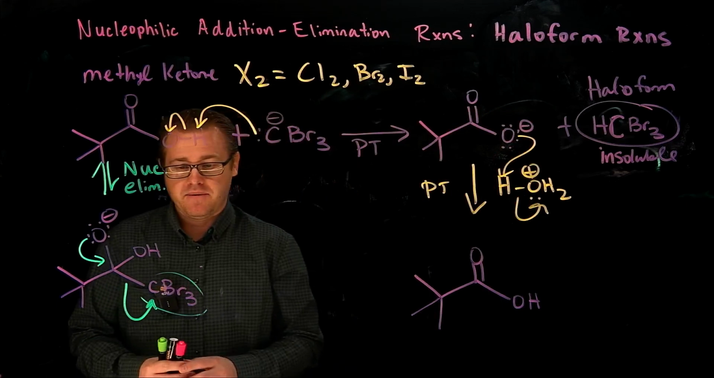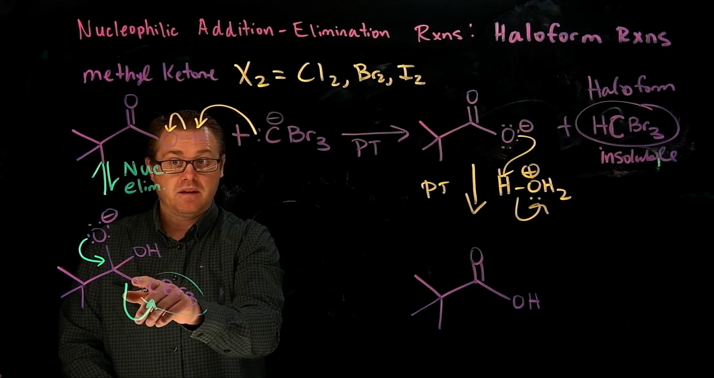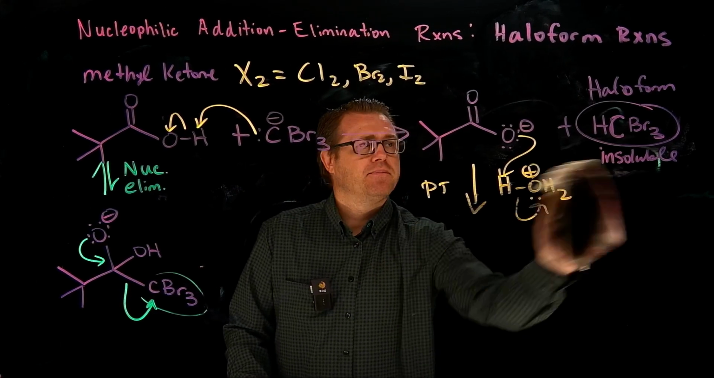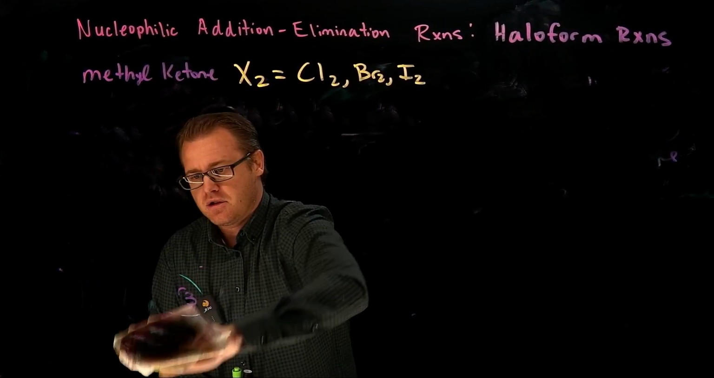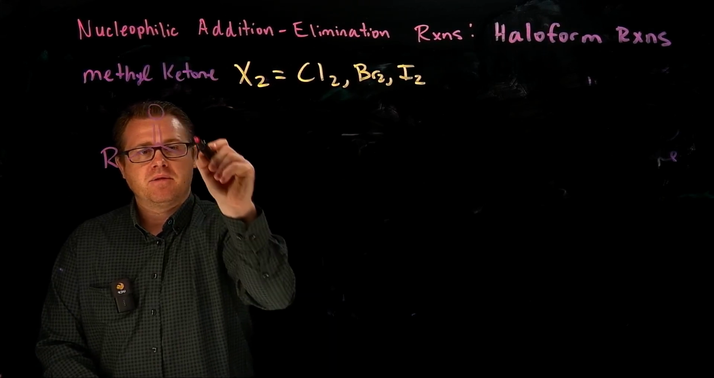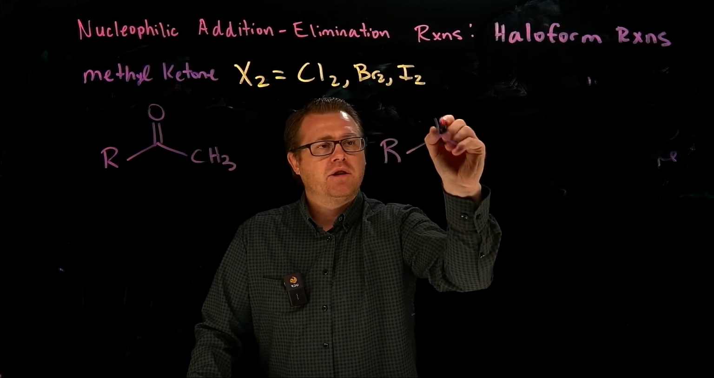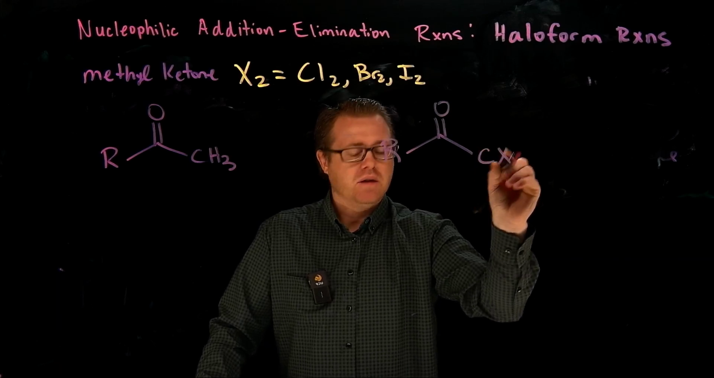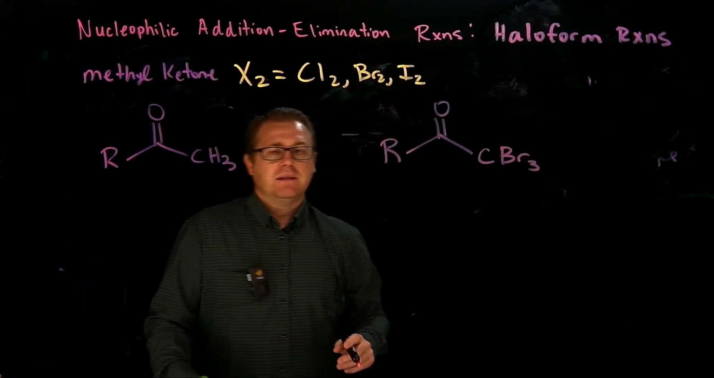So I want to spend a little bit of time at this step right here. Okay. So making the leaving group leave. And I just want to do a comparison so we can see it. All right, so let's do a comparison to try to understand why this reaction works. Let's draw ourselves a typical methyl ketone right there. Okay. And then I'm going to draw a haloform. And let's look at bromine, Br3.